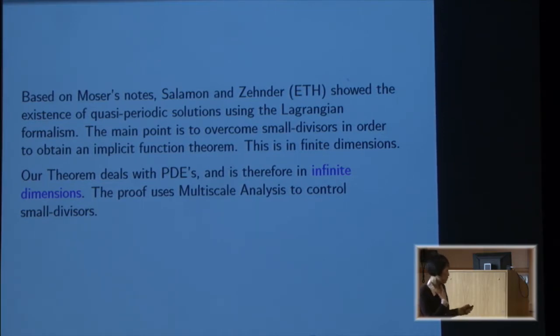So the main point, as we know in this business, is to overcome small divisors in order to obtain an implicit function theorem. That's the work of Salamon and Zehnder, but this is in finite dimensions. They transformed the first order to second order, and they dealt with that. Our theorem deals with PDEs, the theorem I quoted, and it's therefore in infinite dimensions. The proof uses multiscale analysis. Multiscale analysis is Anderson localization and vice versa, to control small divisors.